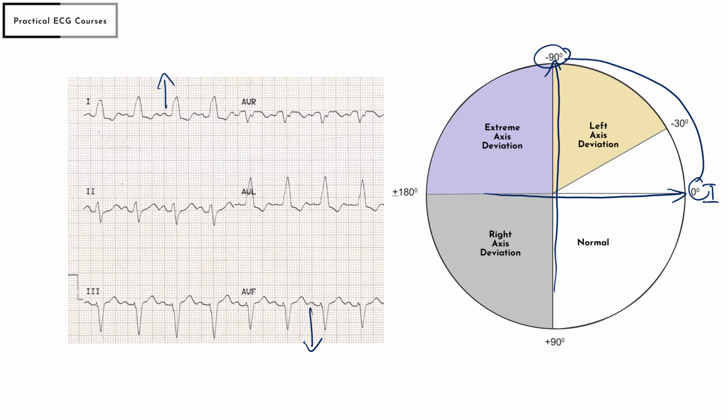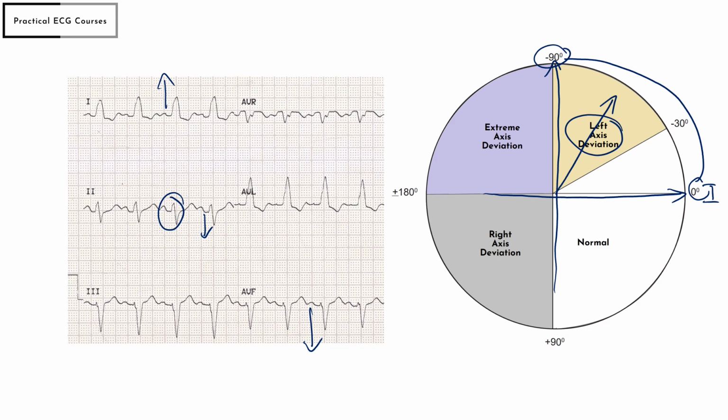By looking at lead 2. Now lead 2 is also predominantly negative. That tells you that the actual mean vector is in this quadrant, so on this side of minus 30, and that tells you that this is a left axis deviation. Now the concept behind why we use lead 2 is a little bit complex to explain, but it does not change your practice. So just remember, if you have a left upper quadrant, if 1 and AVF are going away from each other, then look at lead 2.